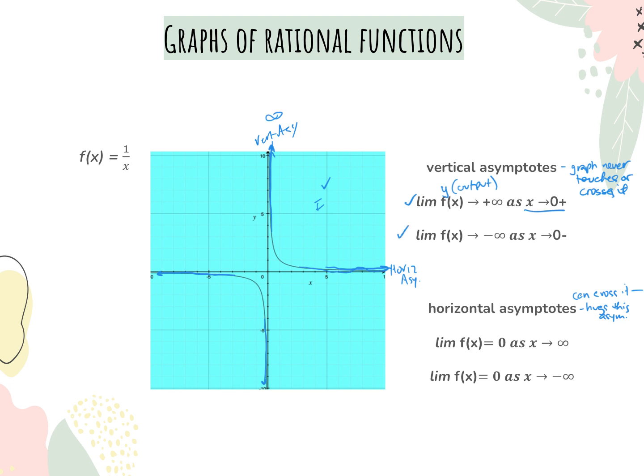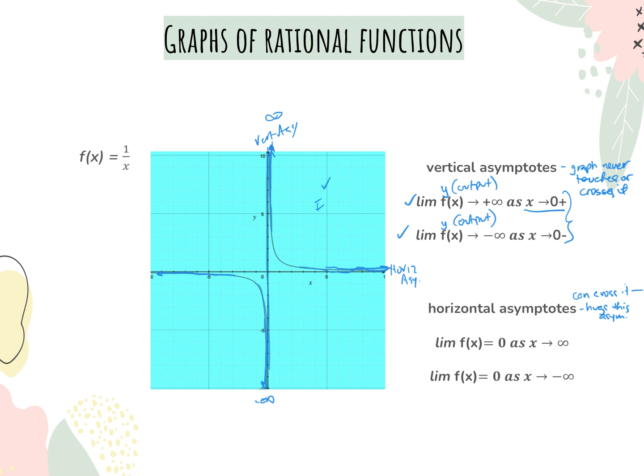And then on the negative side, notice that again, as my y or my output approaches negative infinity, that's down here, my graph is approaching negative infinity. My graph is approaching x is 0 from the left side or the negative side. That's what this is saying. And so again, that value it's approaching but not touching, that's your vertical asymptote, okay?